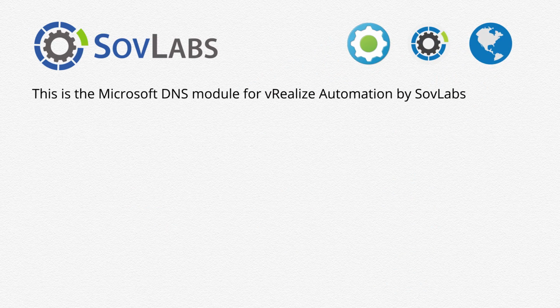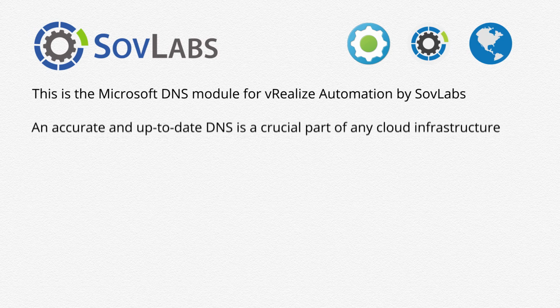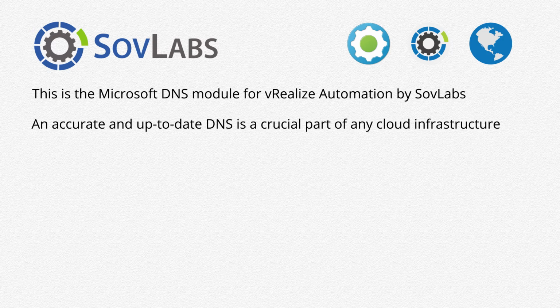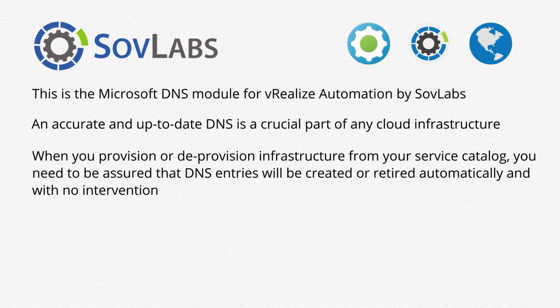The purpose of this video is to demonstrate the Microsoft DNS module for vRealize automation by SovLabs. An accurate and up-to-date DNS is a crucial part of any cloud infrastructure. When you provision or deprovision infrastructure from your service catalog, you need to be assured that DNS entries will be created or retired automatically and with no intervention.